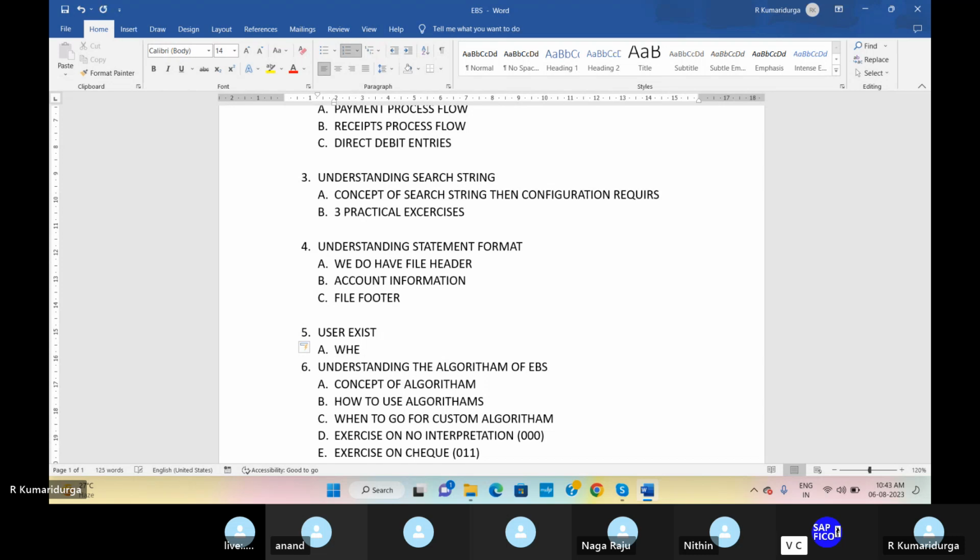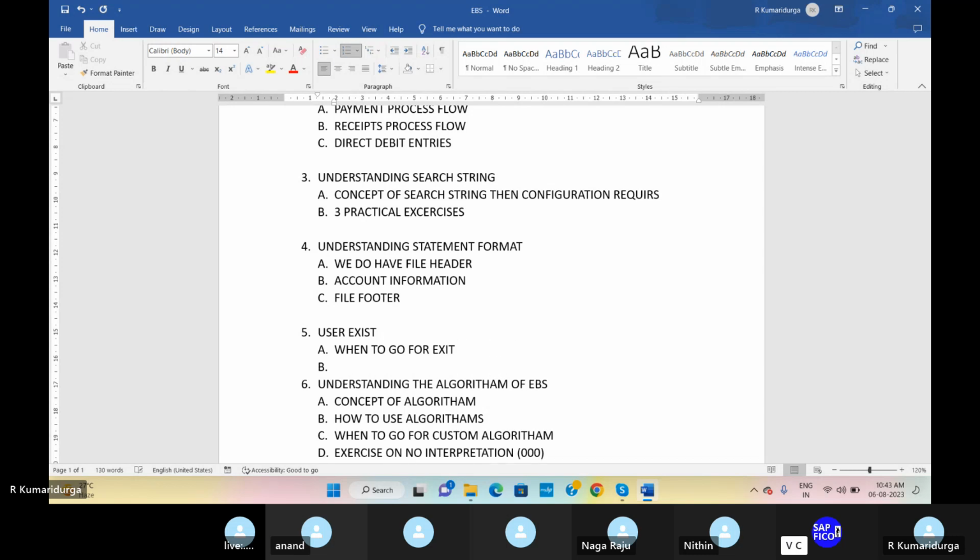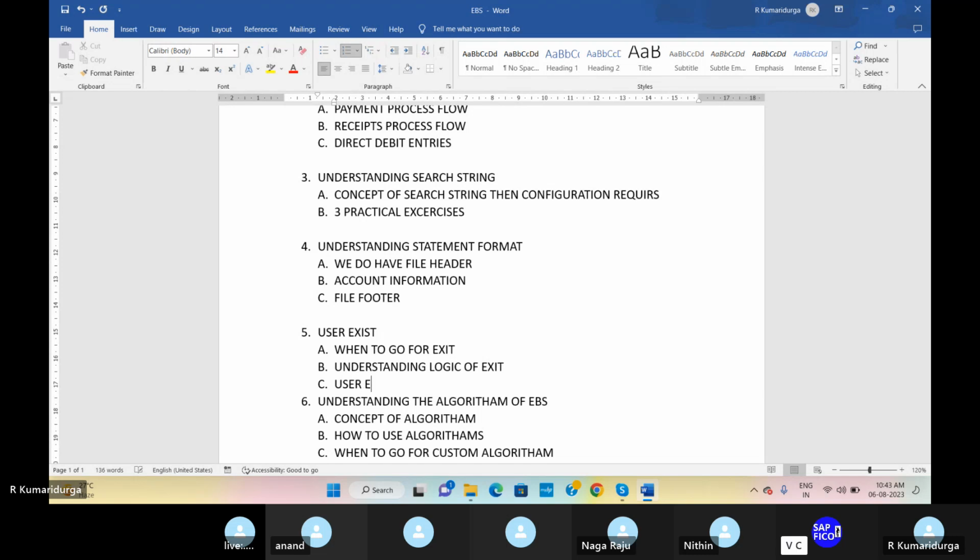When to go for exit. EXIT, not exist. Then understanding the logic of exit. Then user exit implementation. Then the next one, exit test case preparation. Okay, all of you.